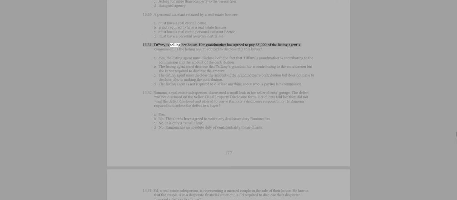13.31 Tiffany is selling her house. Her grandmother has agreed to pay $5,000 of the listing agent's commission. Is the listing agent required to disclose this to a buyer? A. Yes, the listing agent must disclose both the fact that Tiffany's grandmother is contributing to the commission and the amount of the contribution.